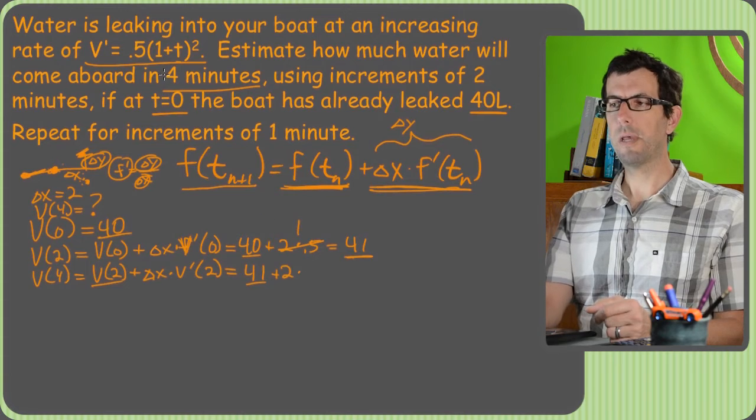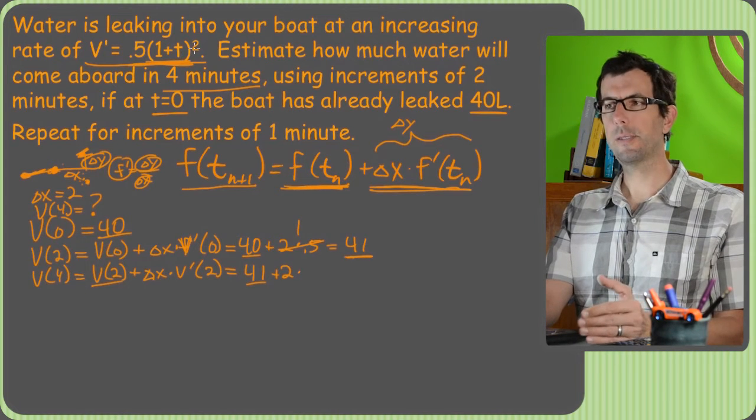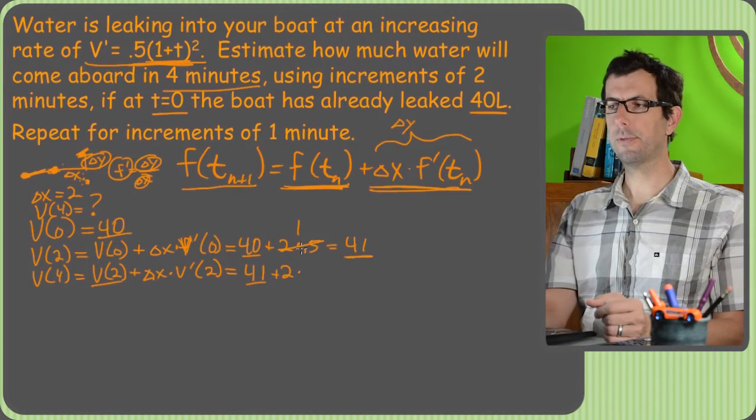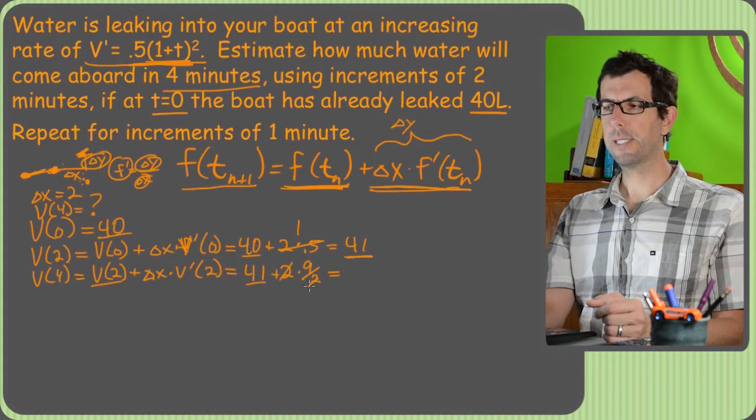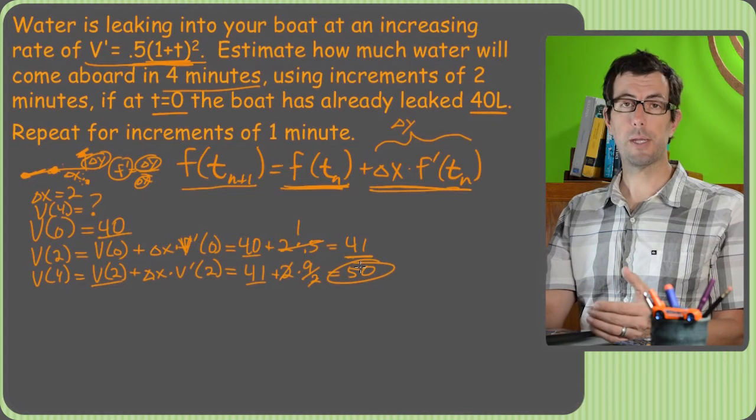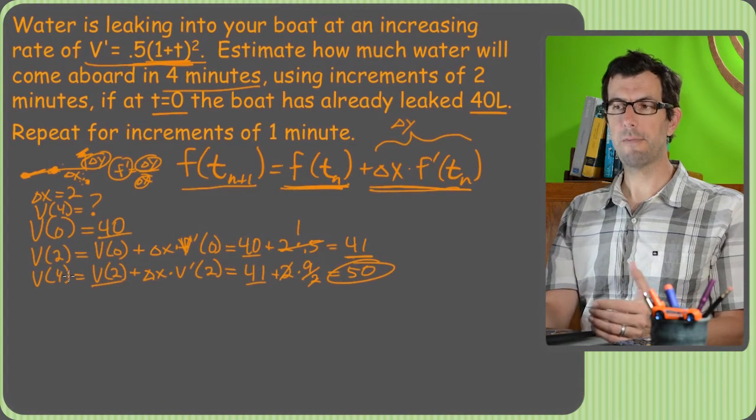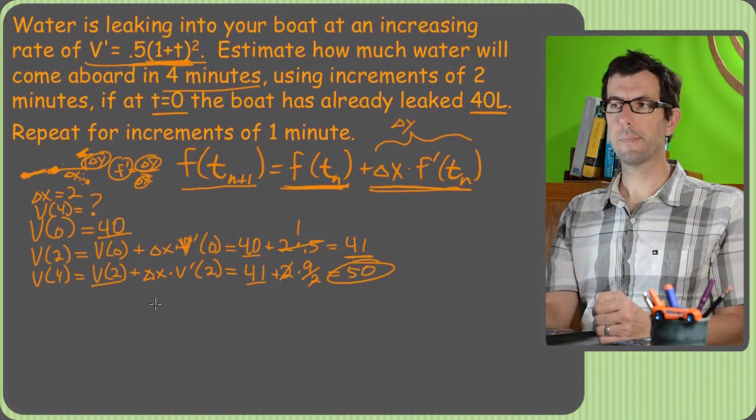And then what's my v prime of 2? So we take 2 and plug it into this guy. 1 plus 2 is 3. Squared is 9, times 0.5 is 9 halves. And that 2 cancels that 2, so you get 41 plus 9 is 50. I'm going to circle it because that's the end. They wanted me to estimate v of 4, and sure enough, we've got estimated v of 4 is 50.